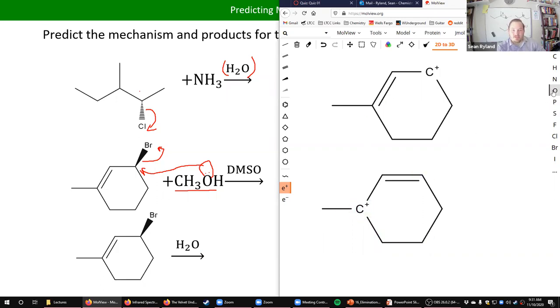Because maybe 80% of the time we'll wind up doing our addition reaction to that carbon. And we wind up with, this is our first step product. And then maybe 20% of the time, maybe even less, we wind up with the water adding up here.